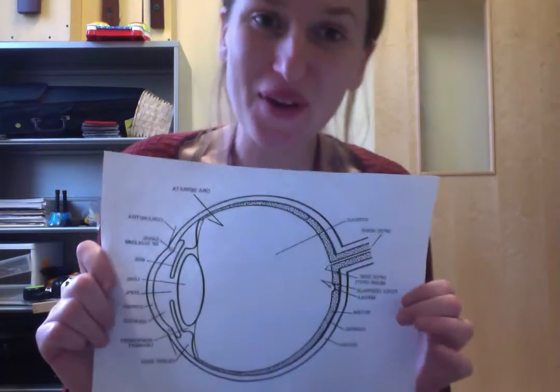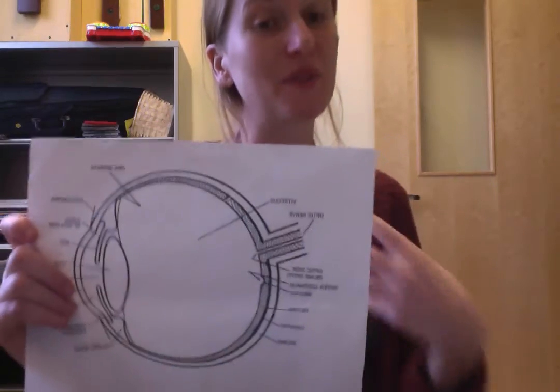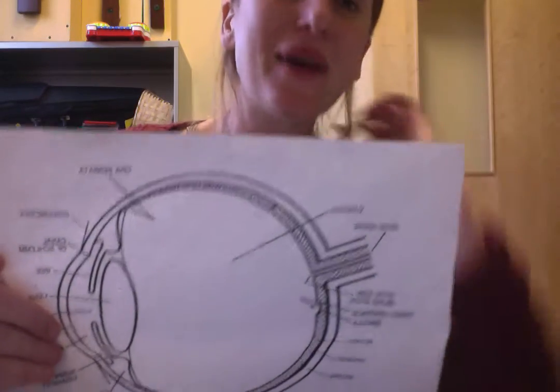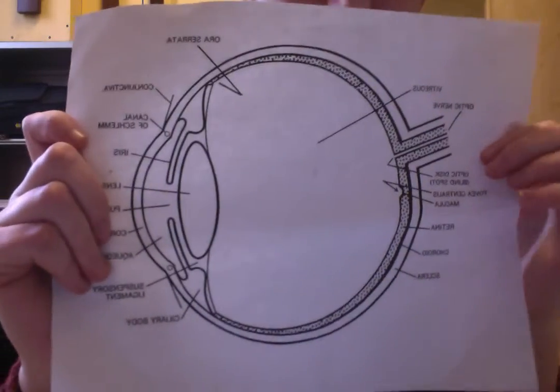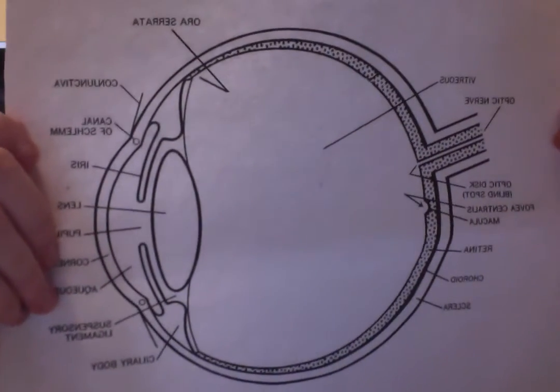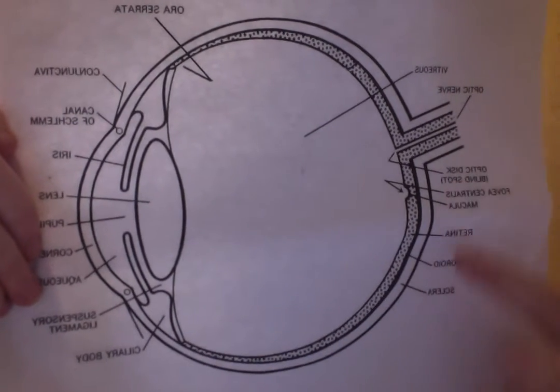Okay, so moving on, I'm going to go over my eye diagram, and I do have a bit of a cold right now, so I might be clearing my voice a few times, so excuse me for that. So here, I'm going to hold this up here so we can see. I'm going to start at the back of the eye.